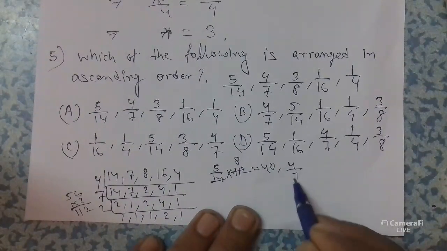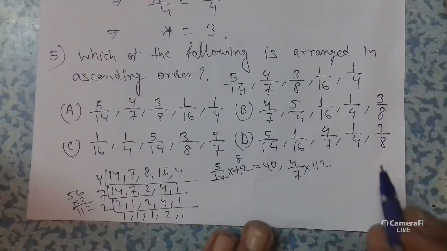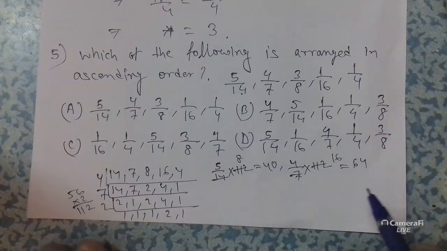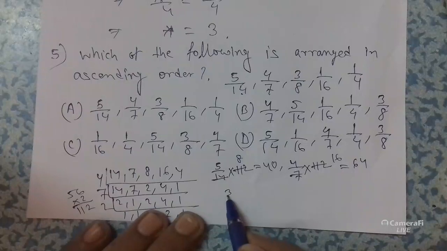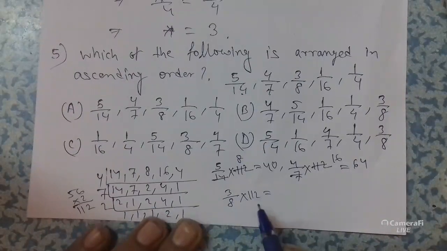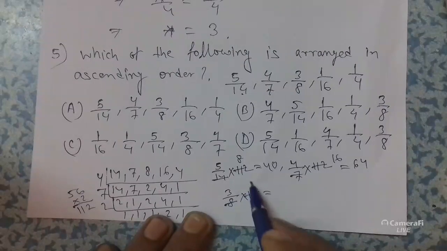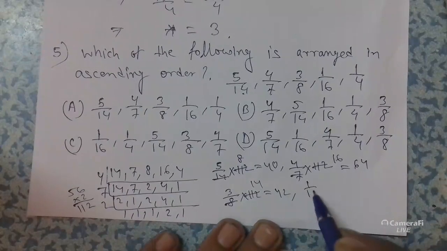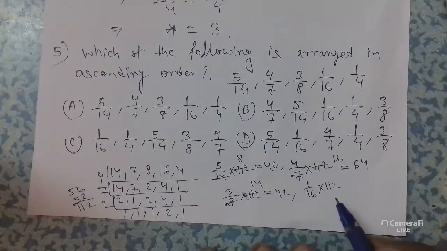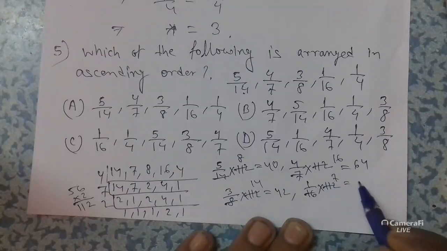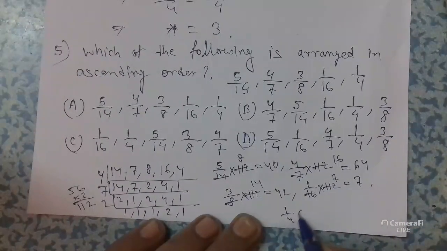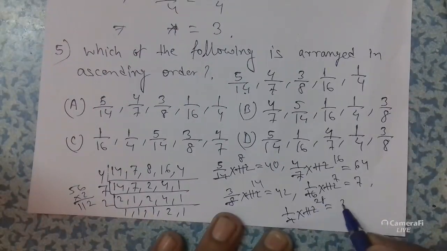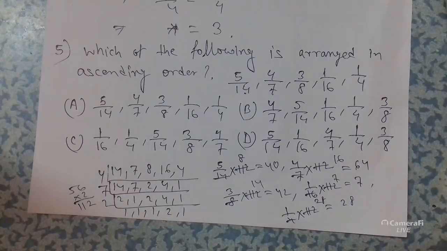Next 4 by 7 multiplied by 112. So it will be 16. So 64. Next 3 by 8 into 112. It will be 14. So 42. 1 by 16 into 112. So it is 7. And next 1 by 4 into 112. It is 28. Now we have to arrange in ascending order.